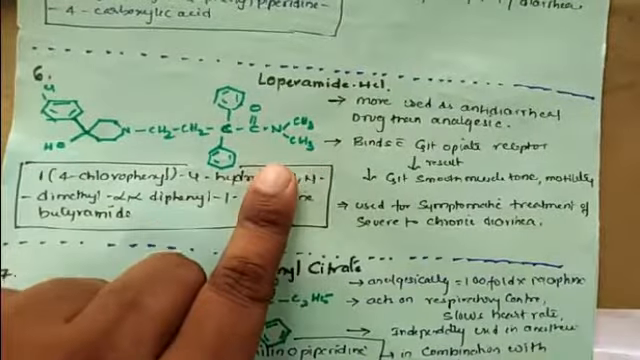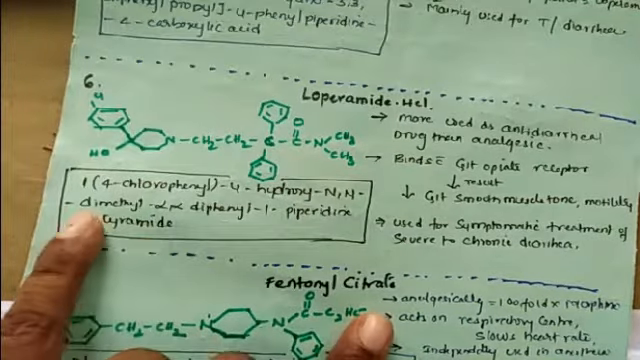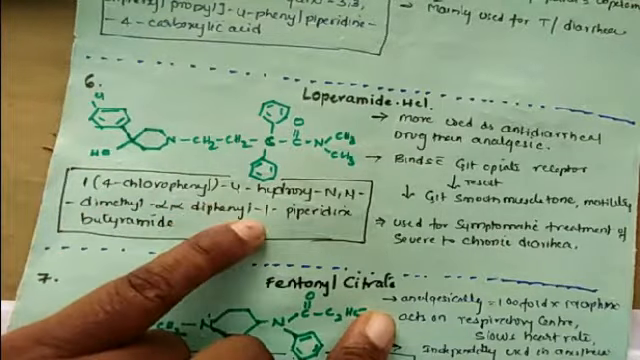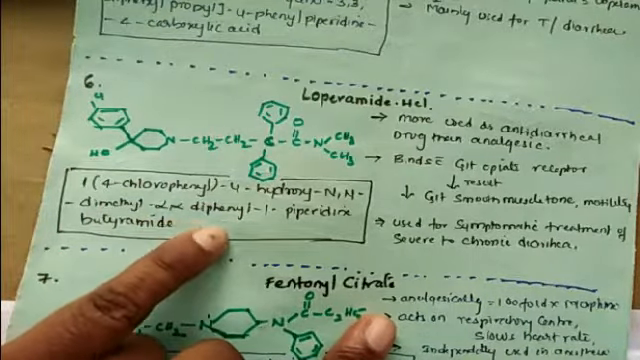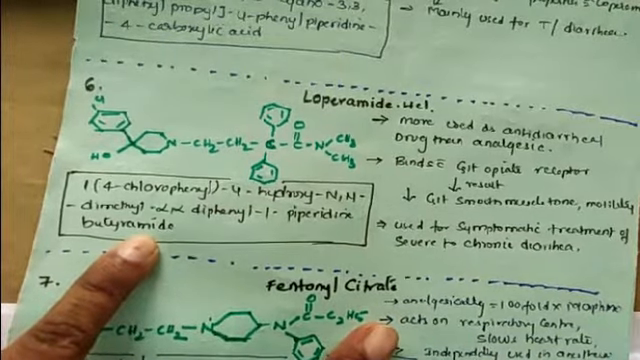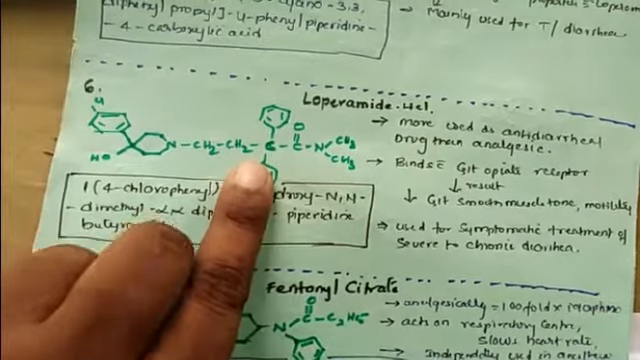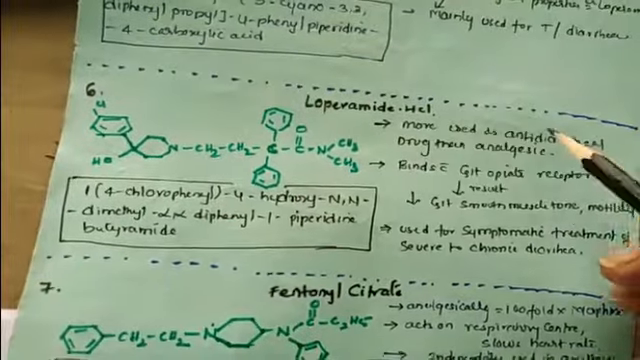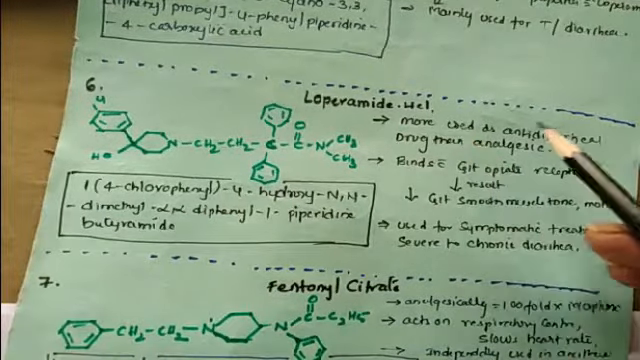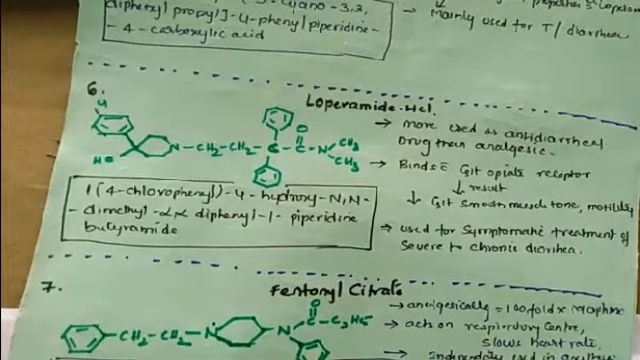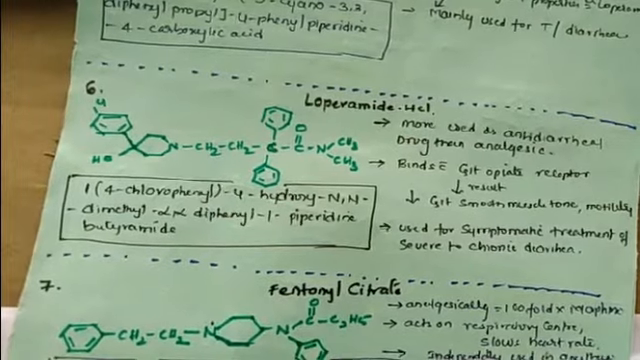Coming to the next drug molecule, that is loperamide. Coming to the structure of loperamide, it's 4-(4-chlorophenyl)-4-hydroxy-N,N-dimethyl-alpha,alpha-diphenyl-1-piperidine butyramide. This is about the structure of loperamide. Coming to the uses, it is more used as an anti-diarrheal drug than an analgesic. Diphenoxylate is also majorly used for the treatment of diarrhea.